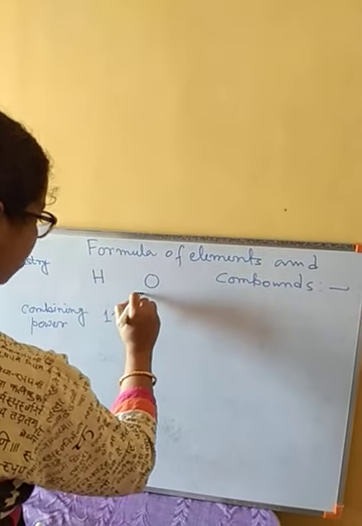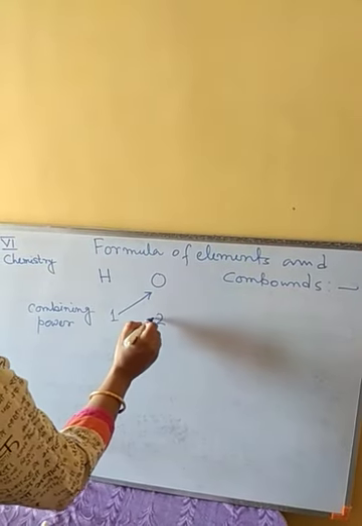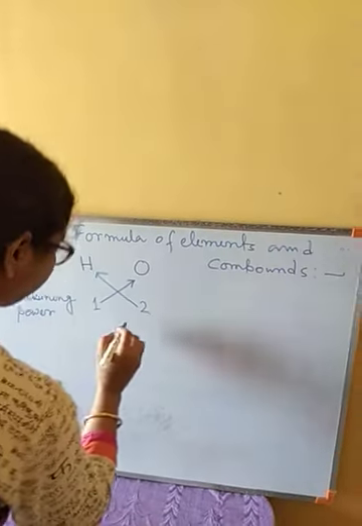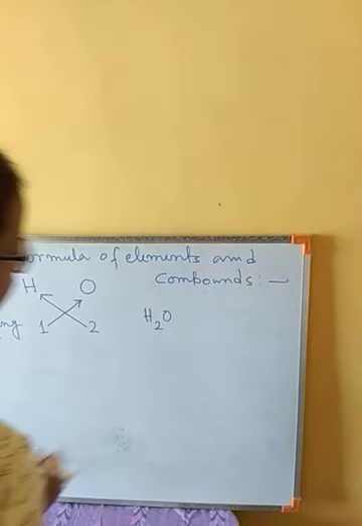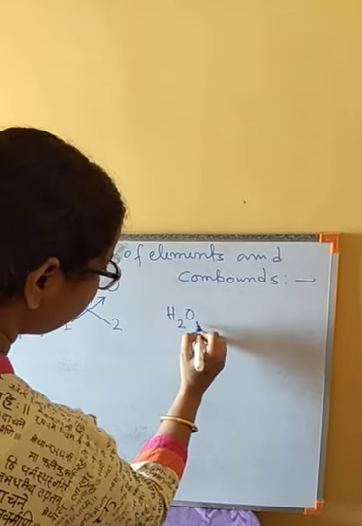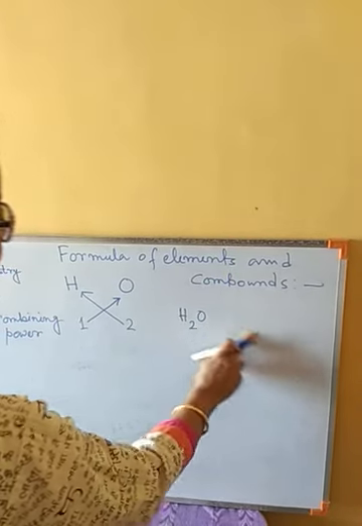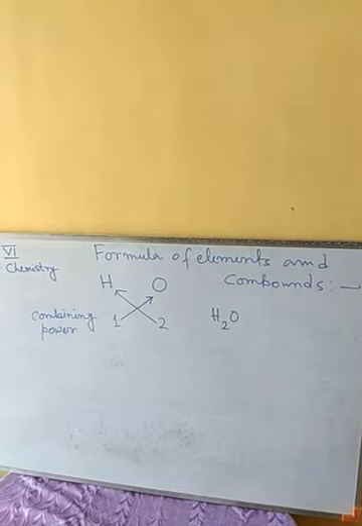That means the combining power of hydrogen will go to oxygen and the combining power of oxygen will go to hydrogen. So when we write the formula, we will write it in this manner, H2O. Actually here we will have 1, but as 1 is there, we will not write anything there. H2O. This is the formula of water.